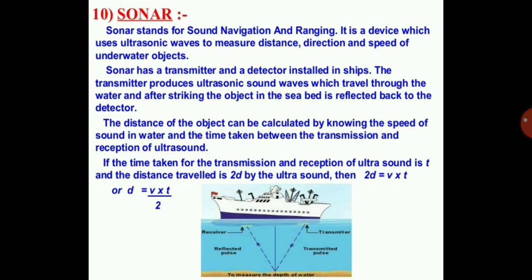So the distance of the object can be calculated by knowing the speed of sound in the water and the time taken between the transmission and reception of the ultrasound. The formula they use is 2d equals v into t, or d equals v into t upon 2, that is, the distance traveled by the ultrasound is 2d. That's why they have used 2d. So this is the use of sonar.